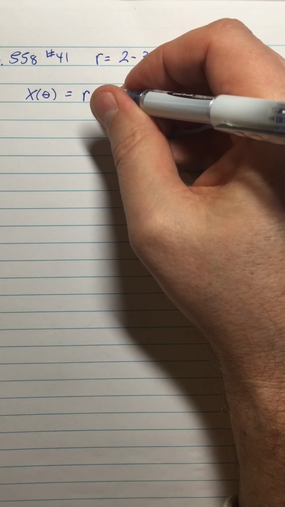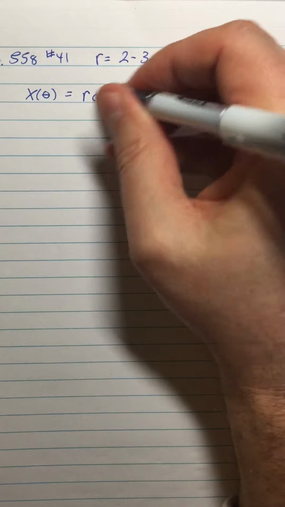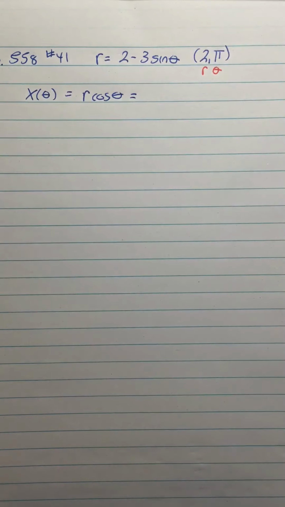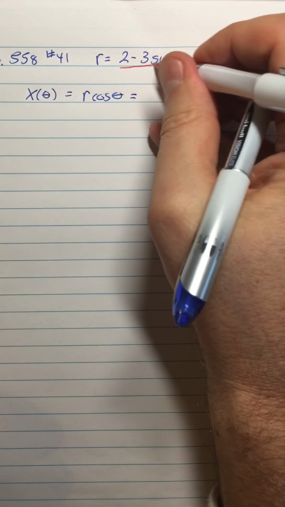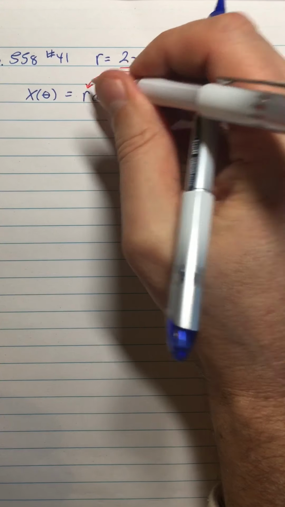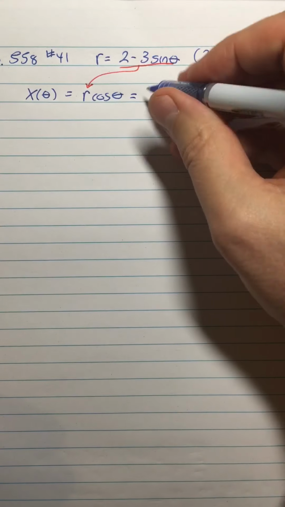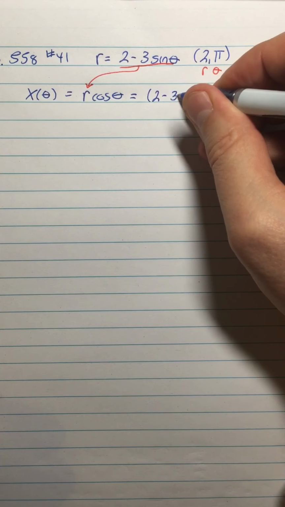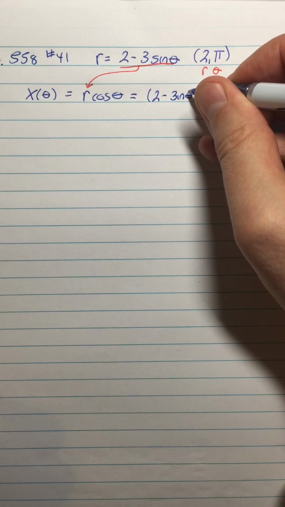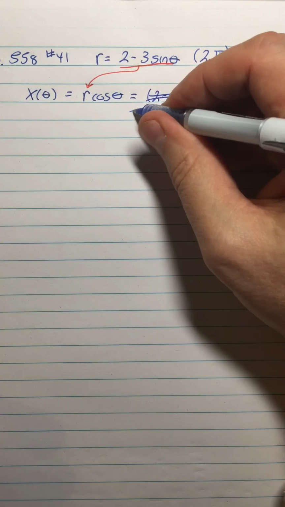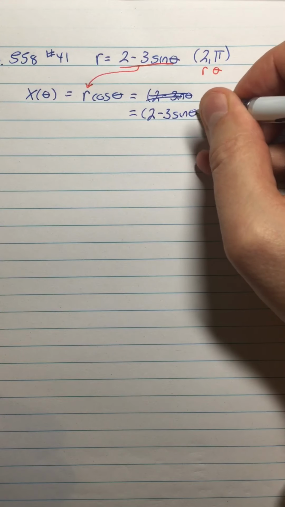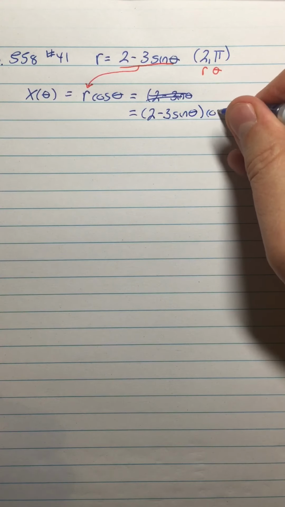So we know x of theta equals r cosine theta. What we're going to do is sub in 2 minus 3 sine theta for the r. That's what we always do in these types of problems. That way I have an x that depends just on theta and not on r. Can I write the word sine? Probably not, not while I'm talking anyway. So x equals 2 minus 3 sine theta, times cosine theta.